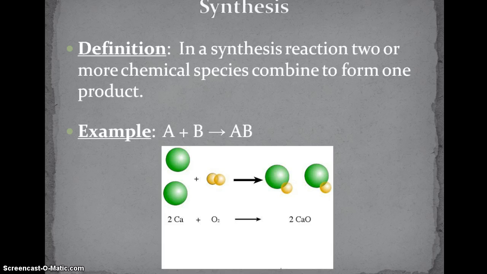Synthesis is a type of chemical reaction. In a synthesis reaction, two or more chemical species combine to form one product. Example is A plus B yields AB. So we have two reactants combining together to make one product. Here's another picture of actual compounds and elements, and we have calcium combining together with oxygen to create calcium oxide.